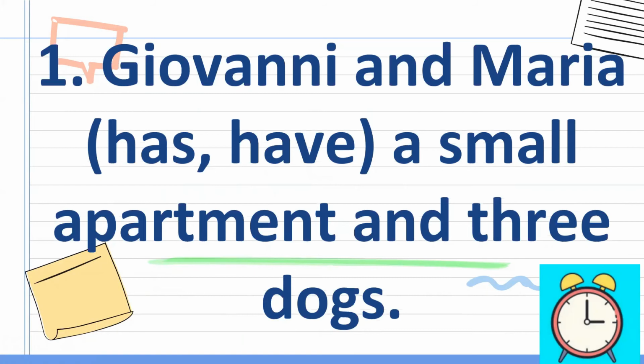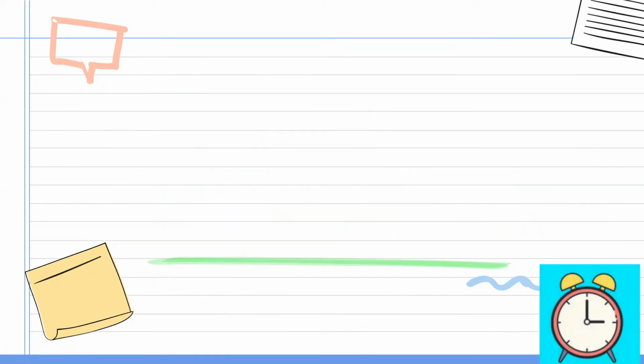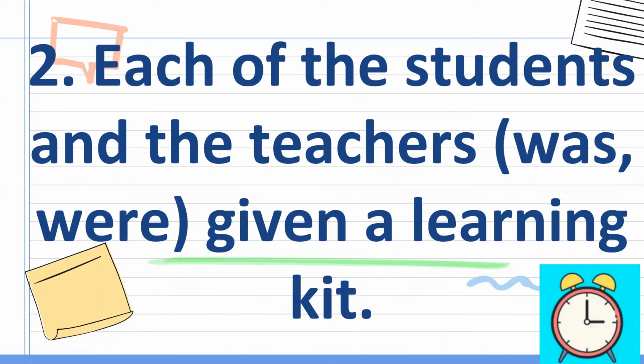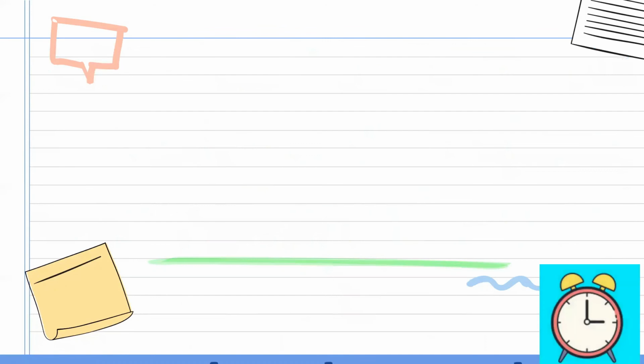Number 1. Giovanni and Maria have a small apartment and 3 dogs. The correct answer should be have. We have a compound subject. 2. Each of the students and the teachers were given a learning kit. The correct answer should be was. Why? Because of the word each. Each means only one.